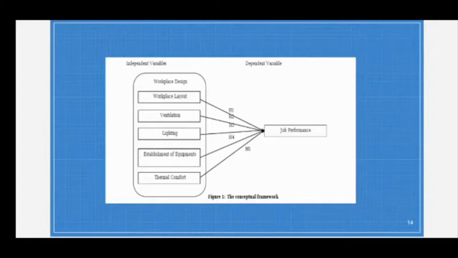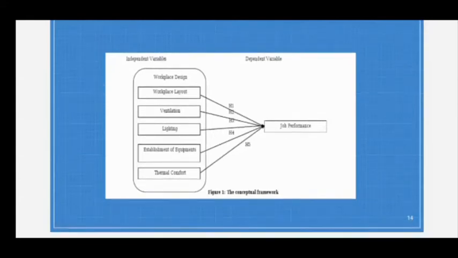So before I conclude on what their relationship is with job performance, I will discuss each workplace design. The first one is workplace layout. Workplace layout is an arrangement of office equipment, machines, and furnitures, and providing adequate space to office personnel for work efficiency. The next one is ventilation.